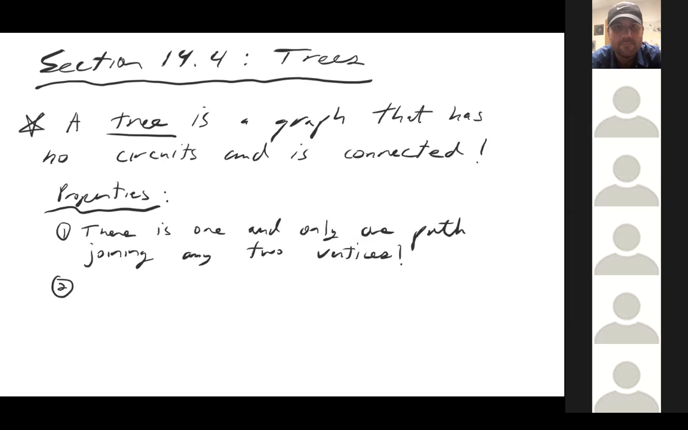Two, every edge is a bridge. That's a big one right there. What that basically means, guys, is that if you pull out any edge, it disconnects the graph right away. Because remember, a bridge is any edge that when I pull it out, it disconnects the graph. Seems kind of archaic here. Let's do some little examples.